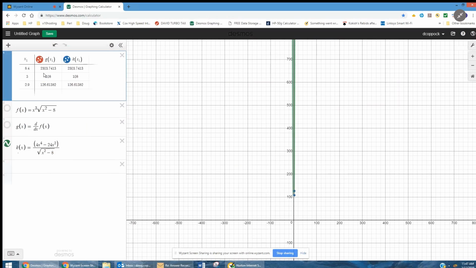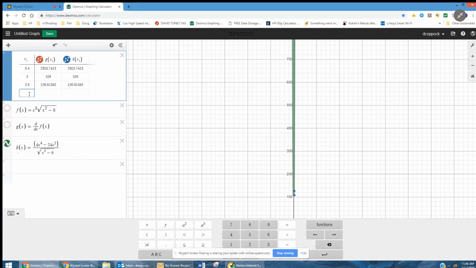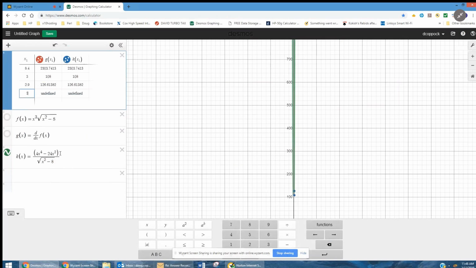And I inserted a table here and put in some values for x sub 1 and change the column headings to g of x sub 1 and k of x sub 1 and see that both of these give me the same set of answers for a random sample. Obviously, you cannot put a number in here that is less than 8 in absolute value because we'd be taking the square root of a negative number. So that's why that's undefined.